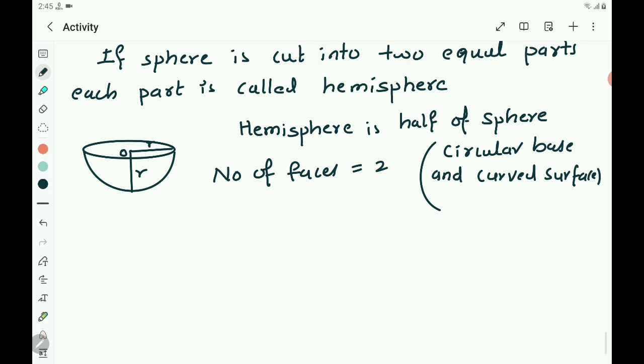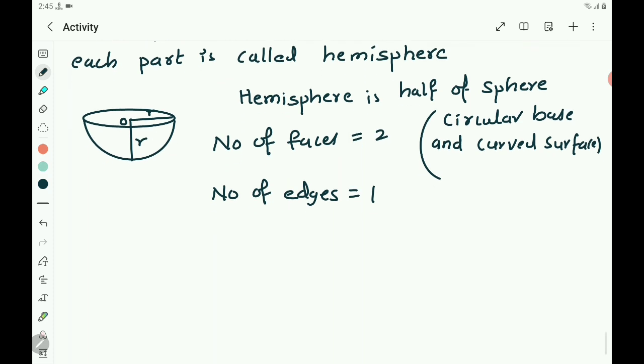Then number of edges 1. That is the circumference of the circle. Number of edges 1. Then vertices, no vertices. Number of vertices 0.